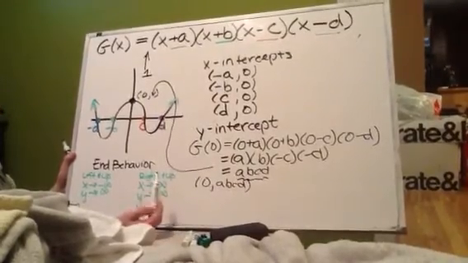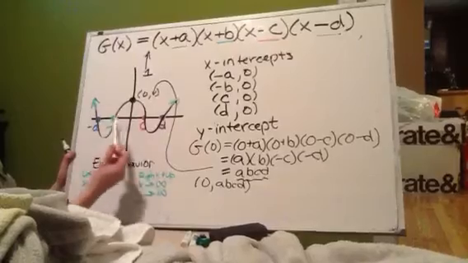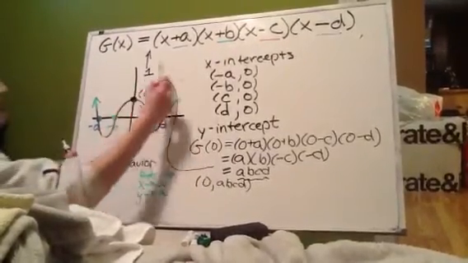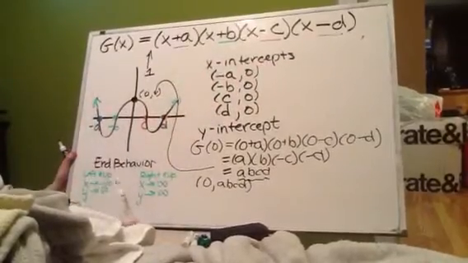So you can still tell what your function is kind of going to look like, the x-intercepts, the y-intercepts, and the end behavior, even though we don't know the numerical values of our function.